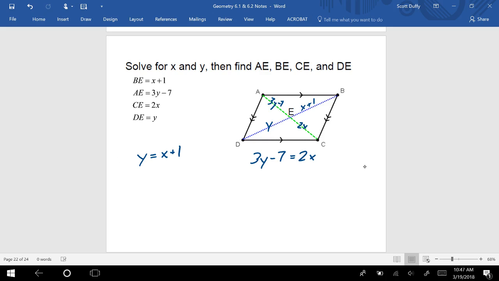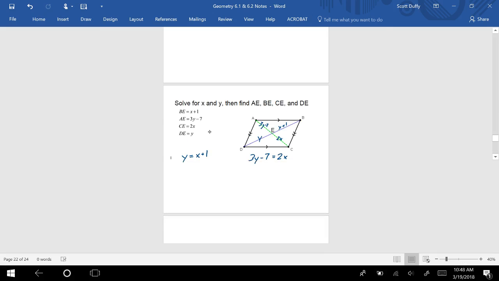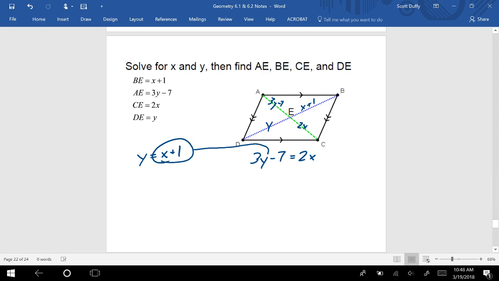Because each of these parts are going to be equal on each of those diagonals. So this is a little bit messy. What we know is that y is equal to x plus 1. So to get this equation on the right all in terms of x, in place of the y, I'm going to replace it with x plus 1 because that's what y equals. So this right here is going right there. So I'll have 3, and in place of y, I'll have x plus 1, minus 7 equals 2x. Now I'm going to simplify this.